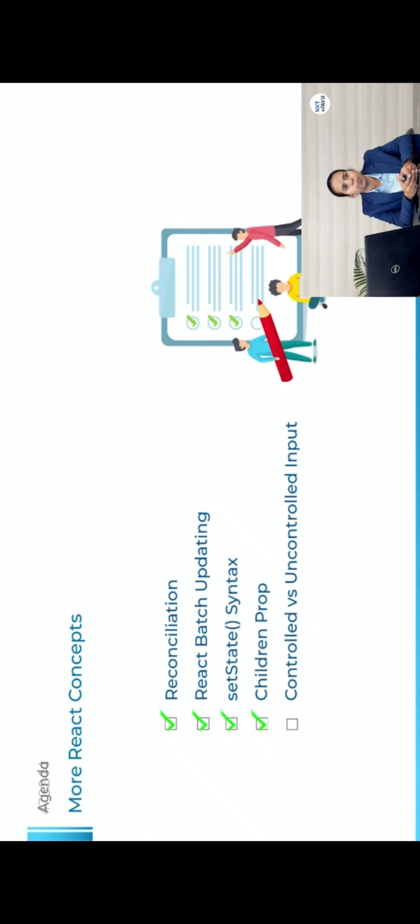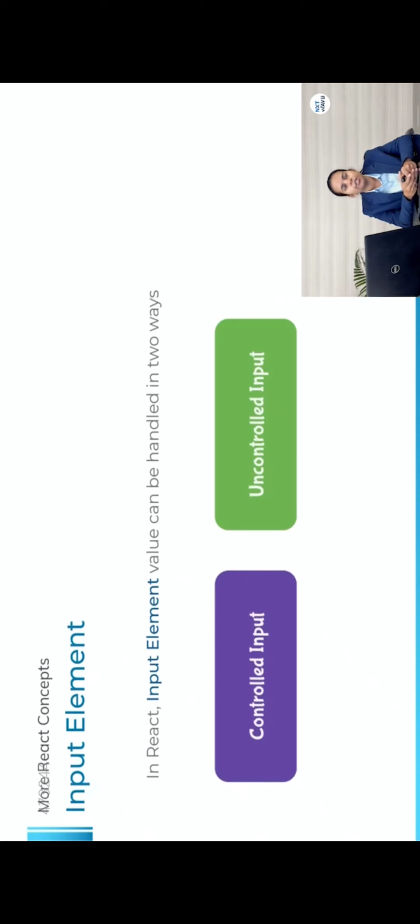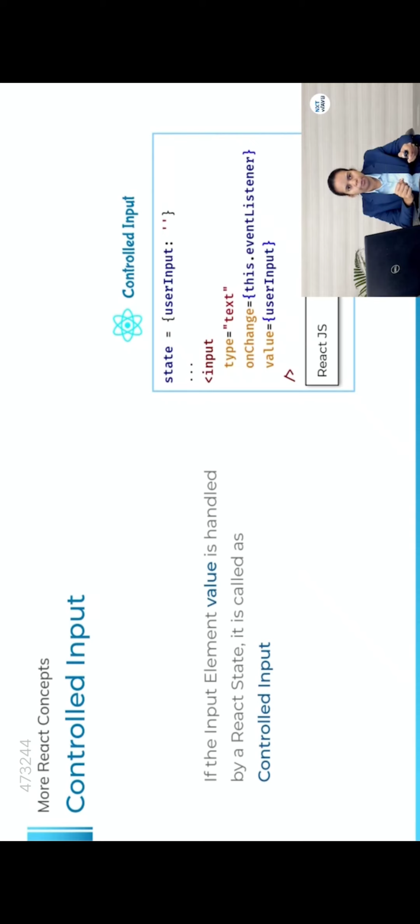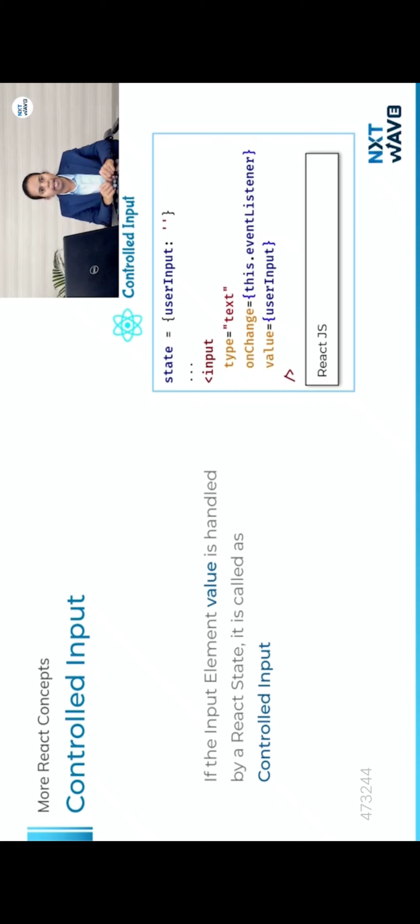Finally, let's understand the difference between the controlled input and uncontrolled input. So in React, the input element value can be handled in two ways: controlled input and uncontrolled input. Let's understand about them, starting with controlled input. If the input element value is handled by the React state, then it is called controlled input. So here you can see in this example, in the state, we are maintaining the user input, and we are providing this user input as a value to the input element. So when the user enters something, what should be displayed in that input element is controlled by the React state. So that's the reason it's called controlled input. Okay, because the React state is controlling what should be displayed in the input element, right?